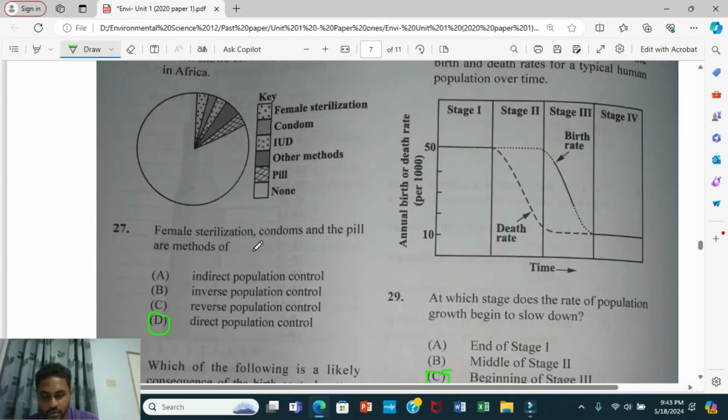27. Female sterilization, condoms, and the pills are methods of. The answer is D. All right, these are direct population control. These methods cut down population size directly. If it was indirect, which is opposite, the government would try to maybe sponsor females so they can start their own business. And once they have business, that will help them not to have children. But that method is not a direct method of control. So the answer is D.